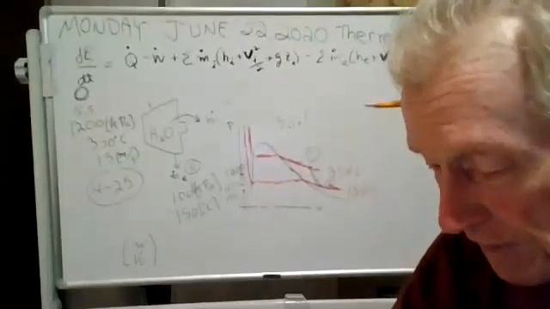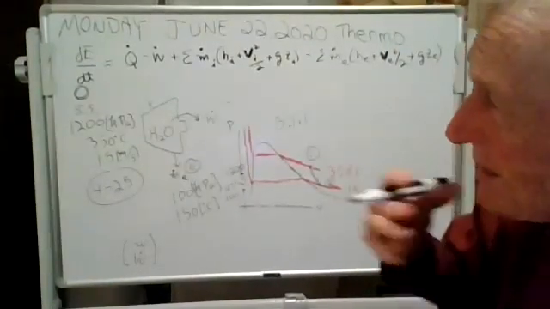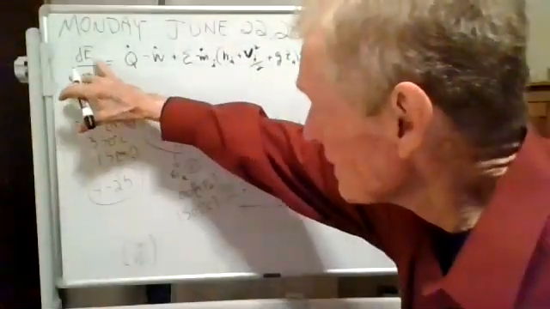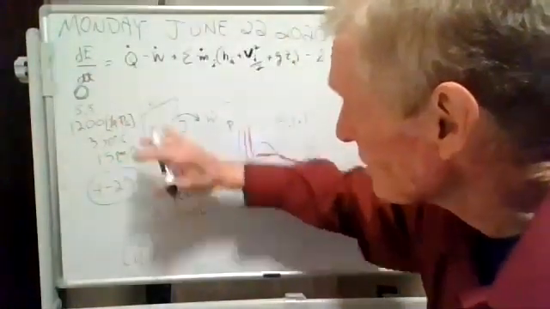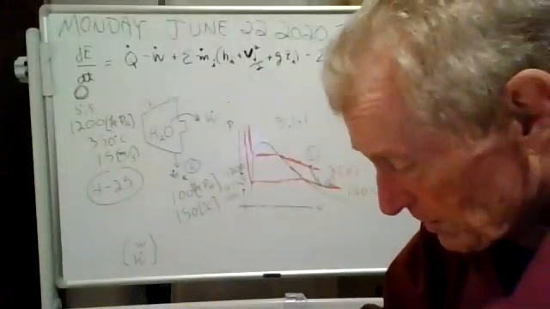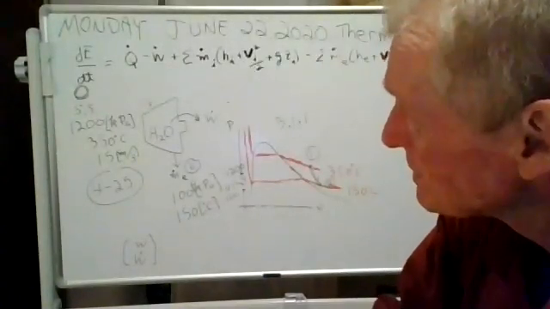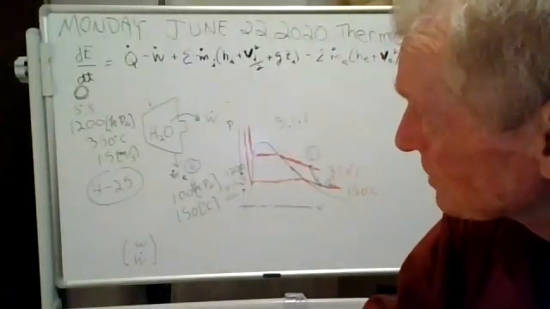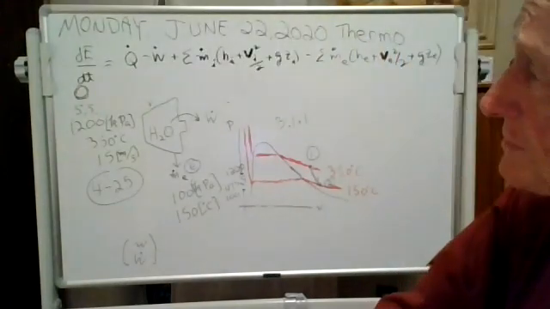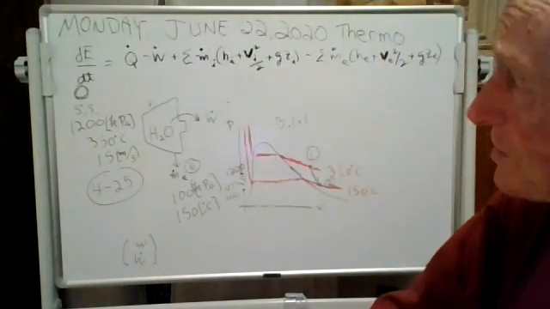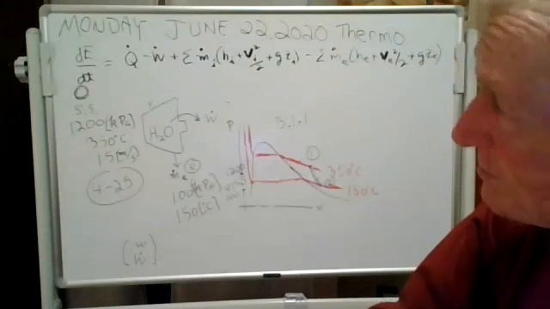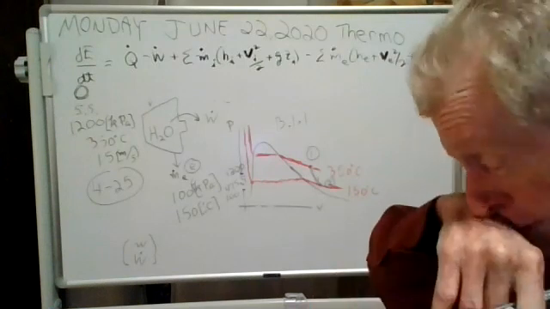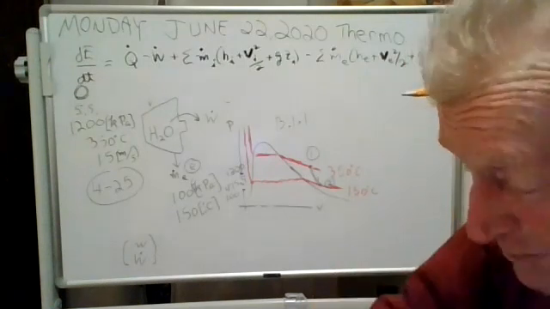But can you think of why the total energy inside this control volume is not changing with time? Why is the energy staying the same? An hour later, a day later? How come it's not changing any? Parker?